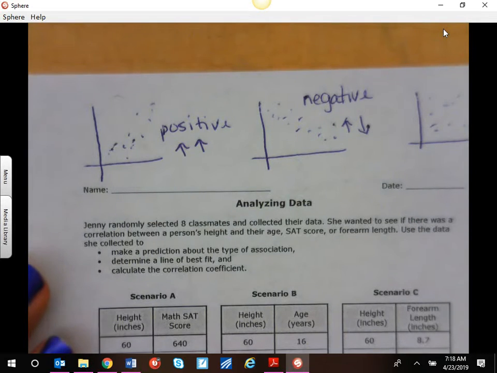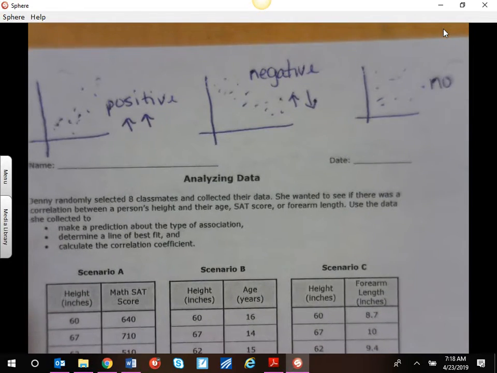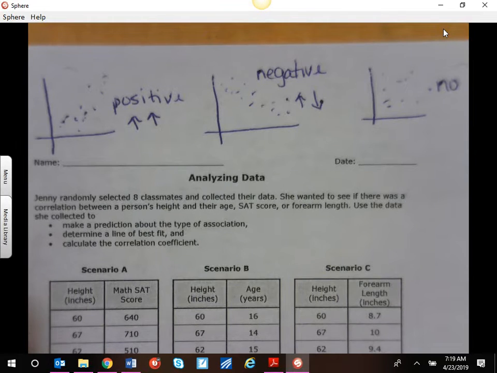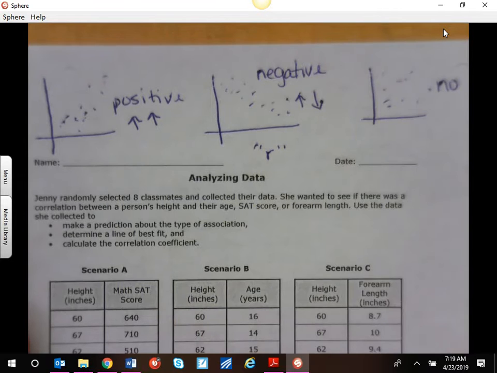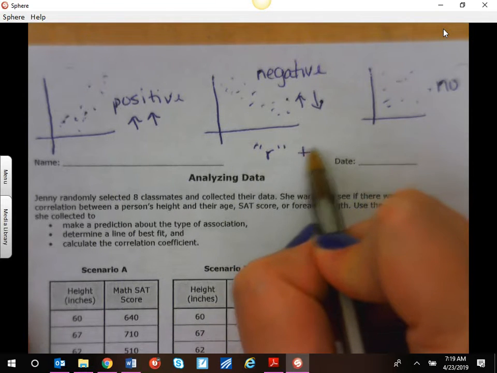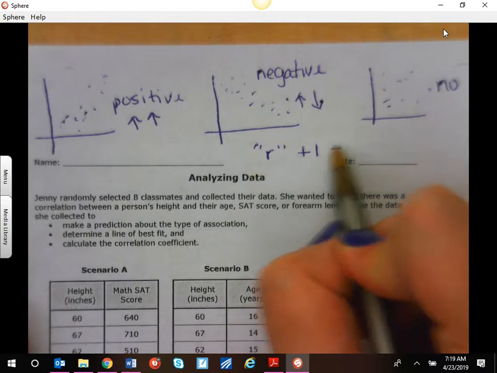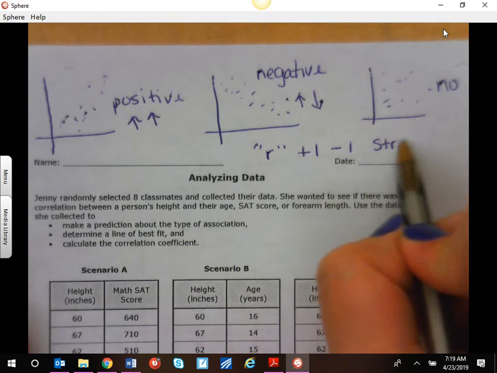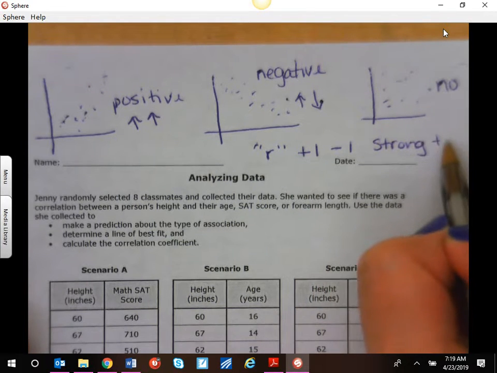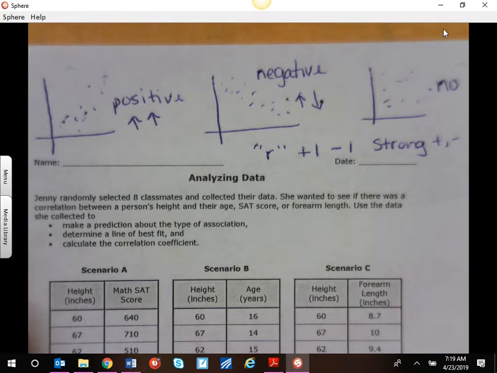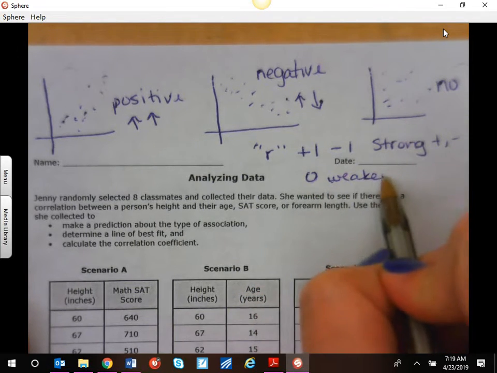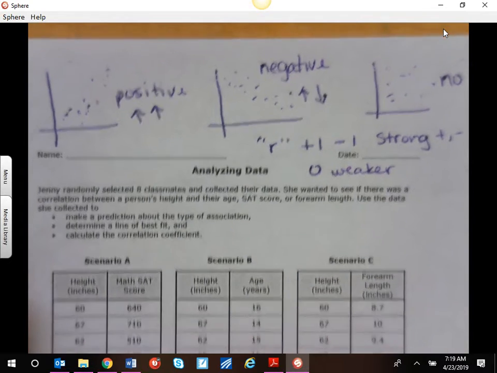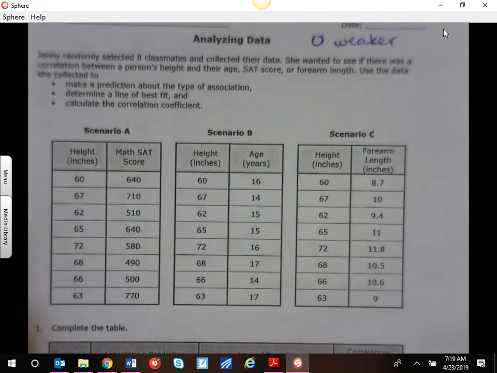We talked about how we can decide if a scatter plot has a particular trend by looking at the R value. So if you remember, the closer it is to a positive or a negative one, this means it is going to be a strong positive or negative correlation, and the closer it is to zero, that is going to be a weaker correlation.